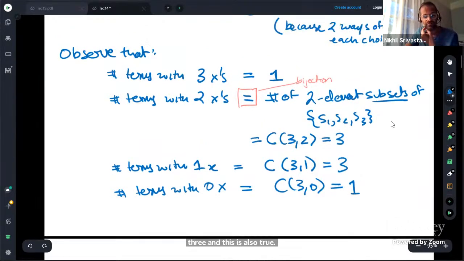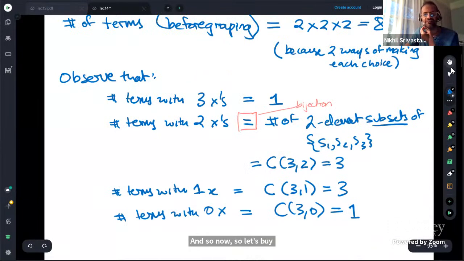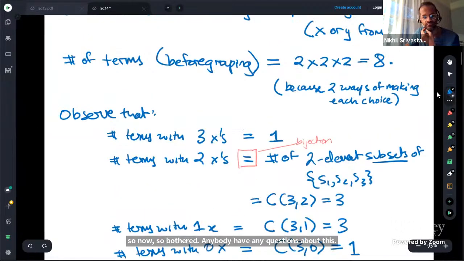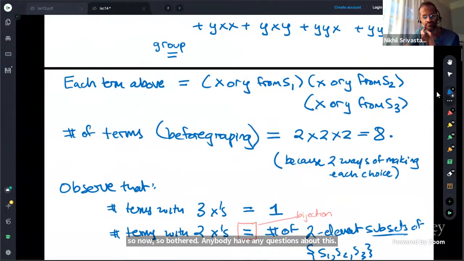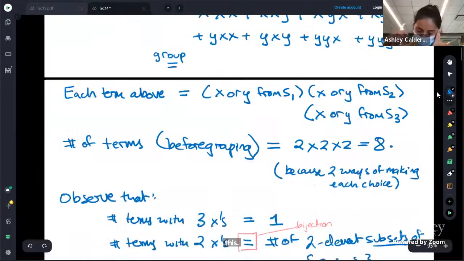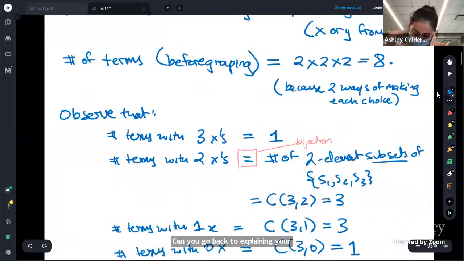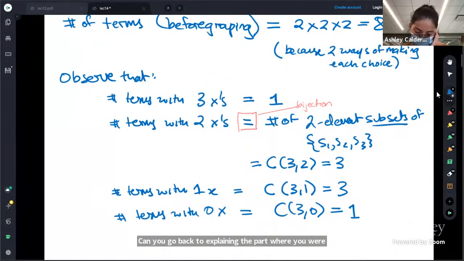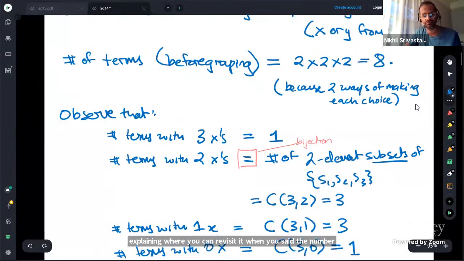And so now, let's pause here. Anybody have any questions about this? Can you go back to explaining the part where you said the number of terms with 2 x's equals the whole explanation?